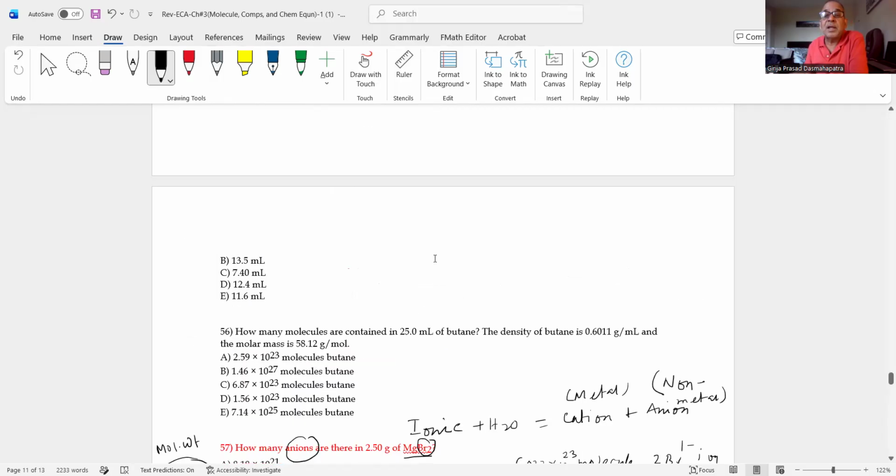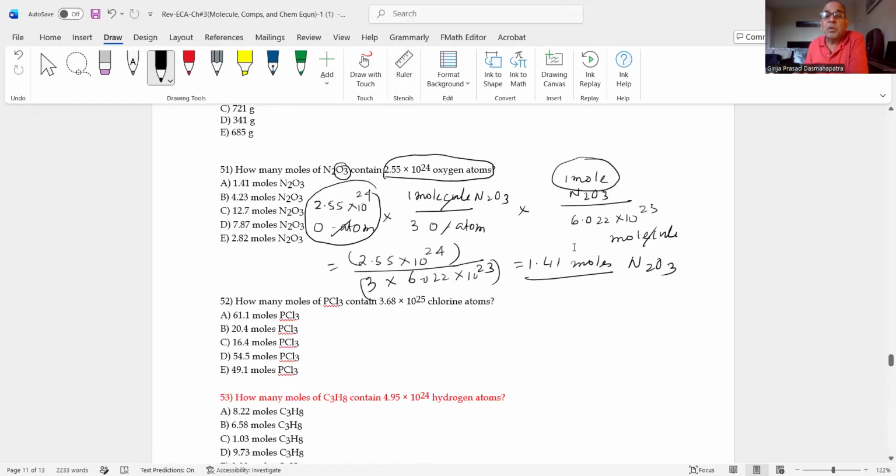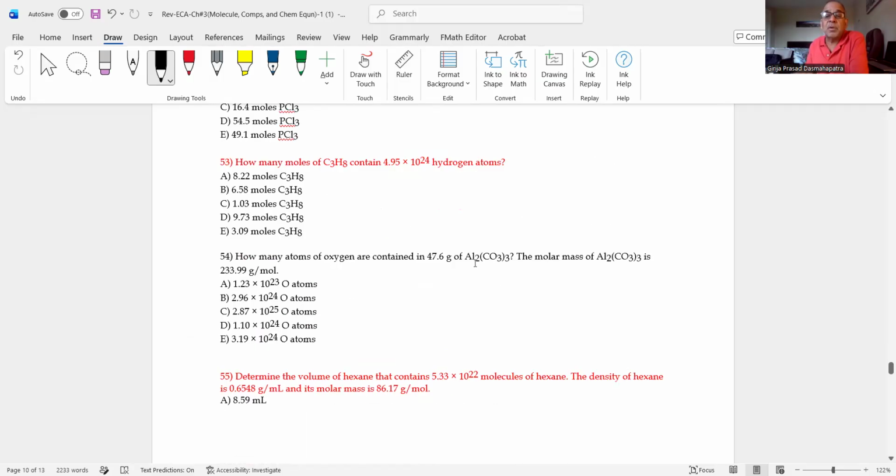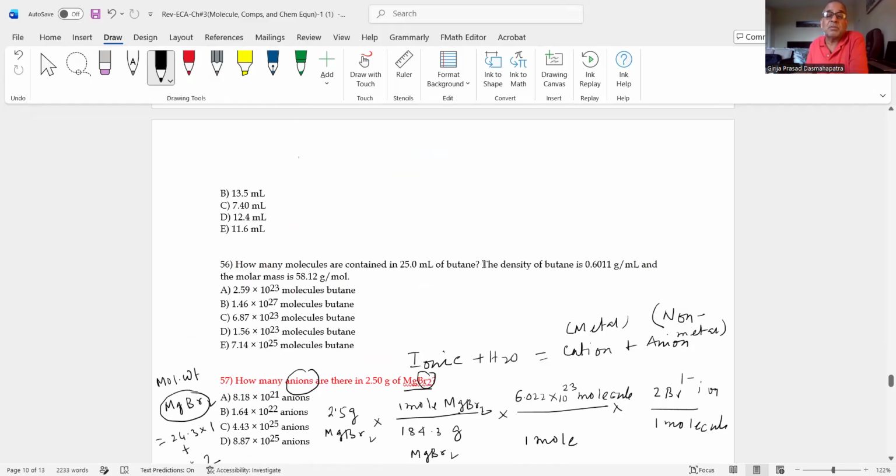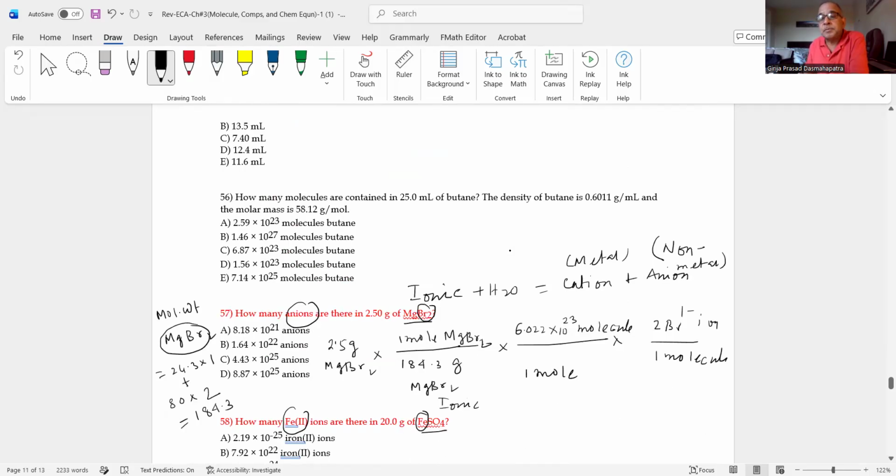But if you look at the previous problem we solved, we were talking about the oxygen atom. Why? Oxygen is a non-metal that normally doesn't ionize. So obviously in that case, you will not be talking about ions, but here you will be talking about ions, since magnesium bromide is a metal and a non-metal. So now you look at it, gram cancels, mole cancels, and molecule cancels. So you get the answer in ions.